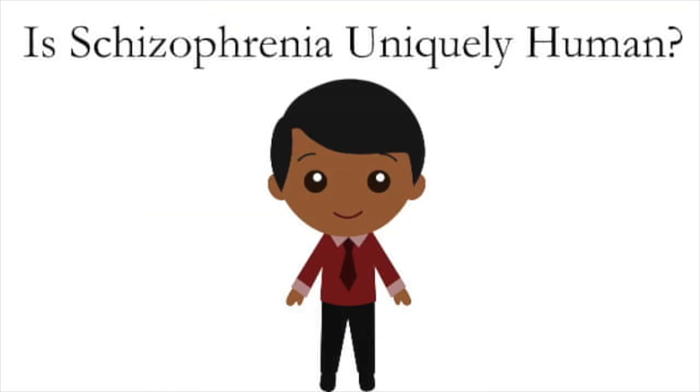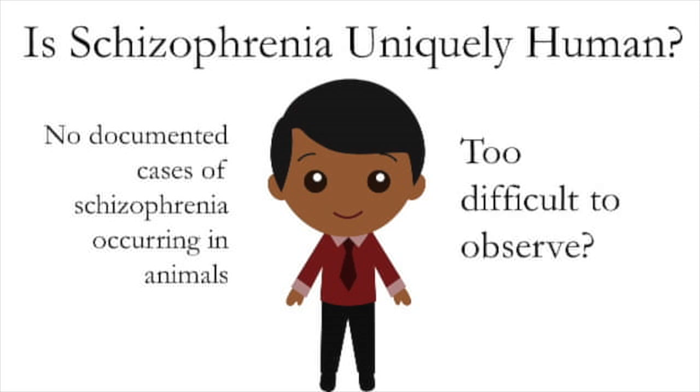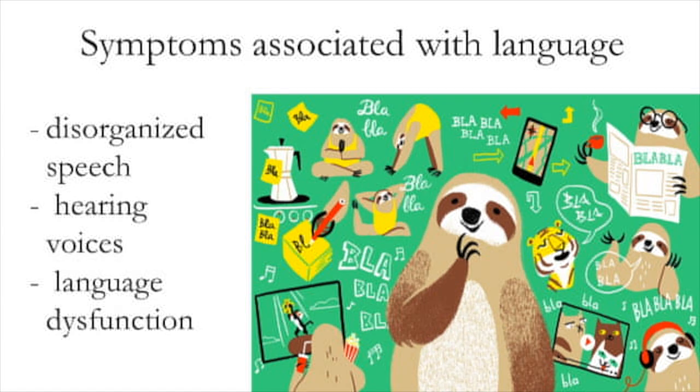It is generally believed that schizophrenia is a disease that is uniquely human, since there have been no documented cases of schizophrenia occurring in animals. Of course, it could simply be the case that it is too difficult to observe schizophrenic symptoms in non-human animals. However, many symptoms of schizophrenia are also distinctively human in nature, particularly the symptoms associated with language, such as disorganized speech, hearing voices, and language dysfunction.